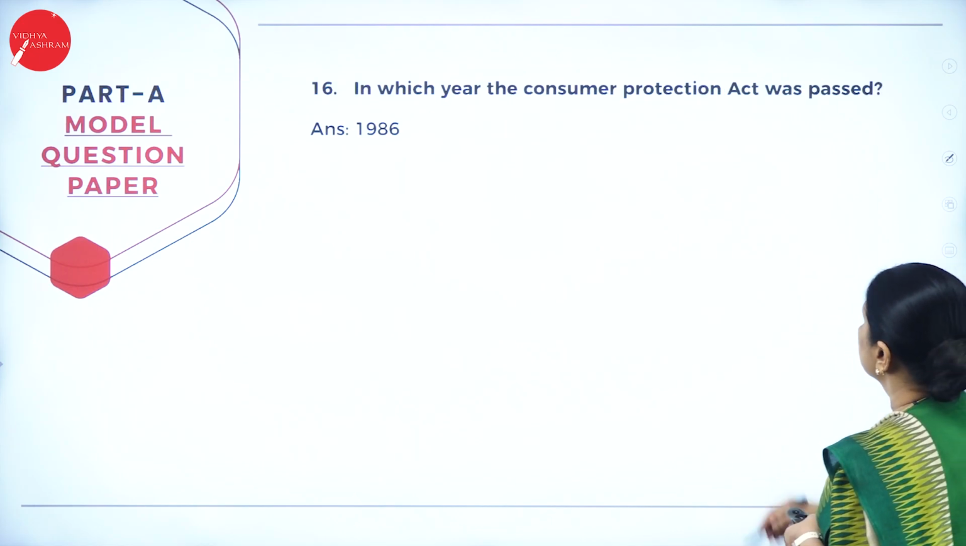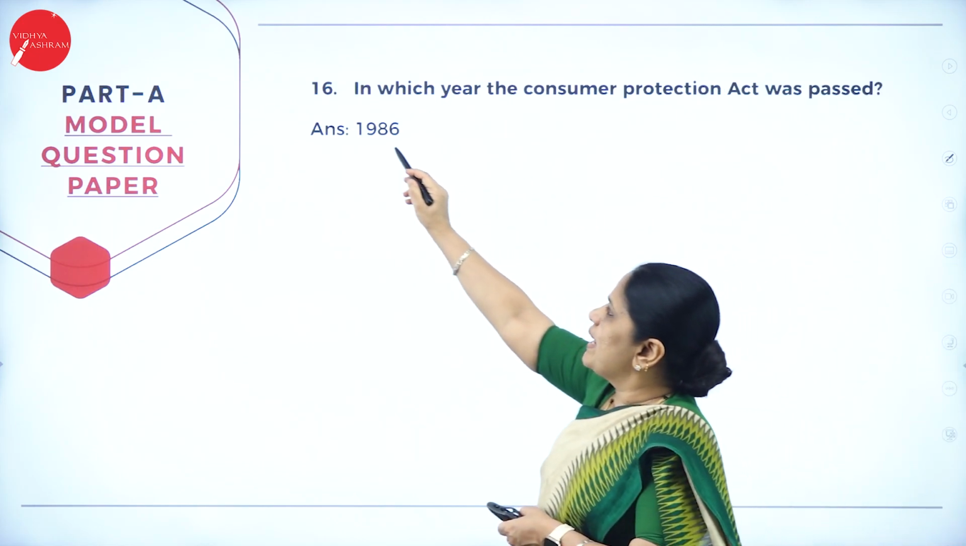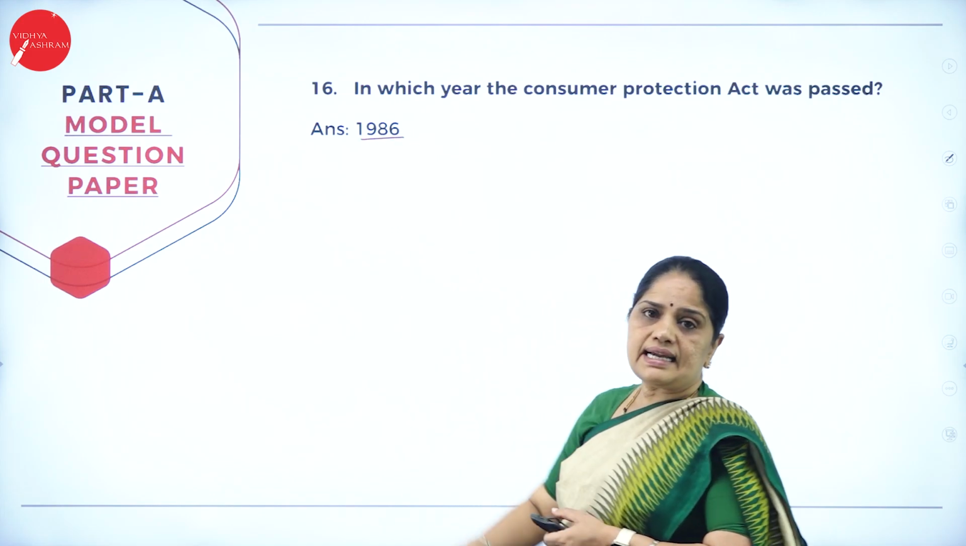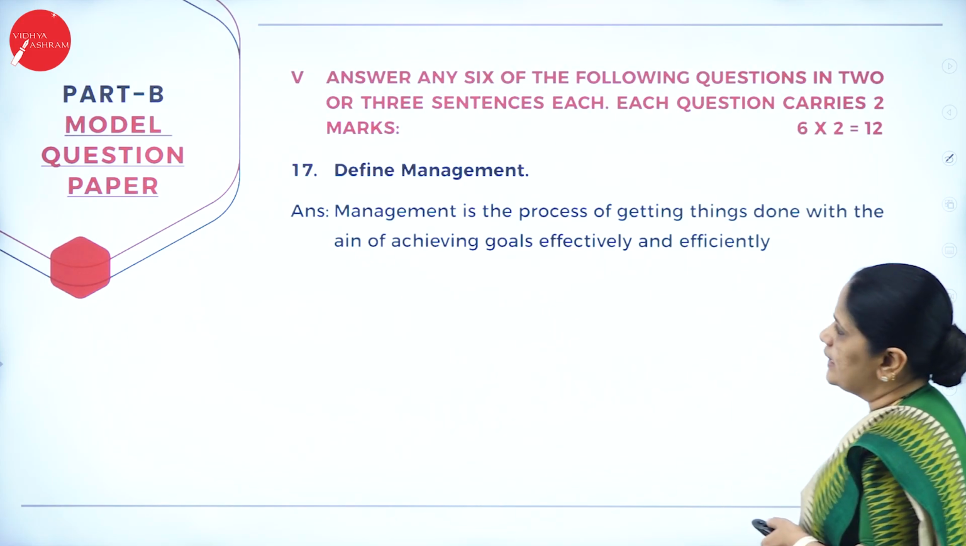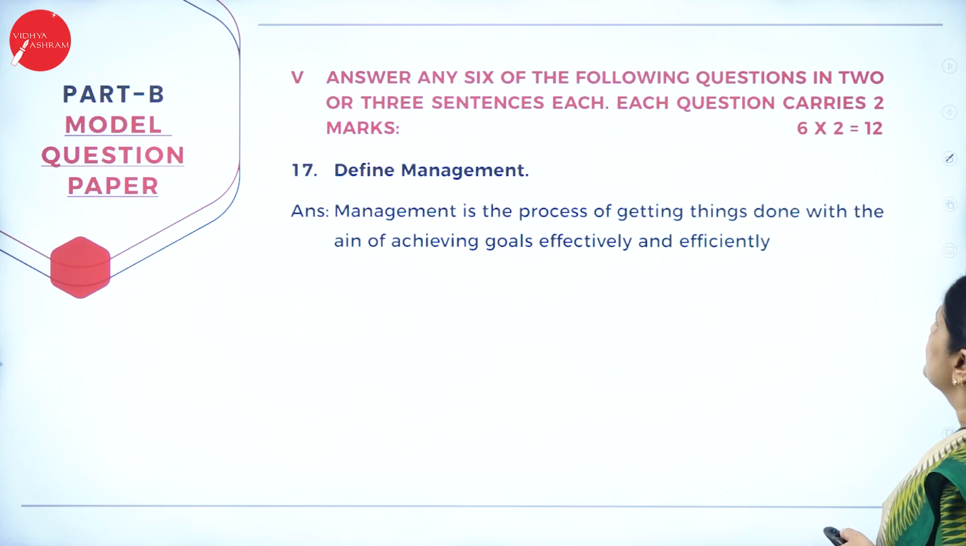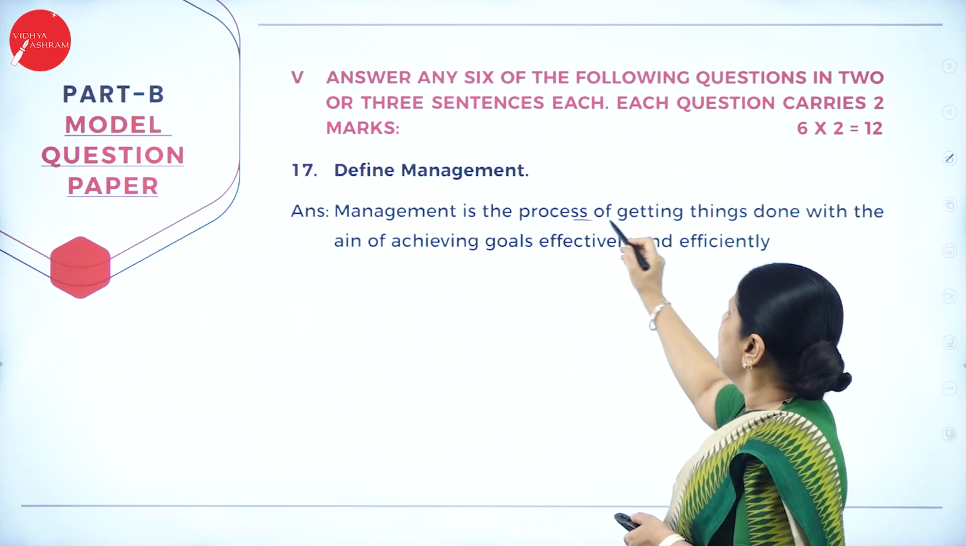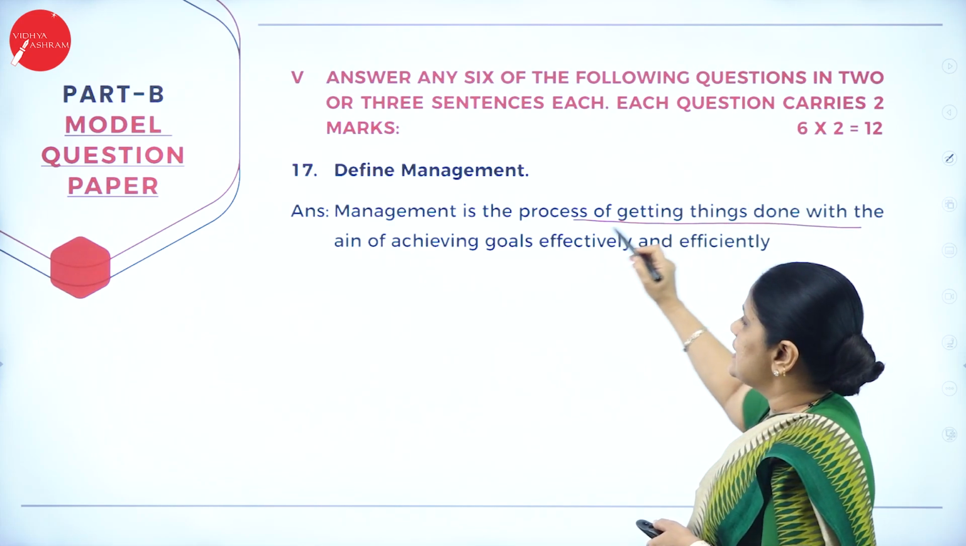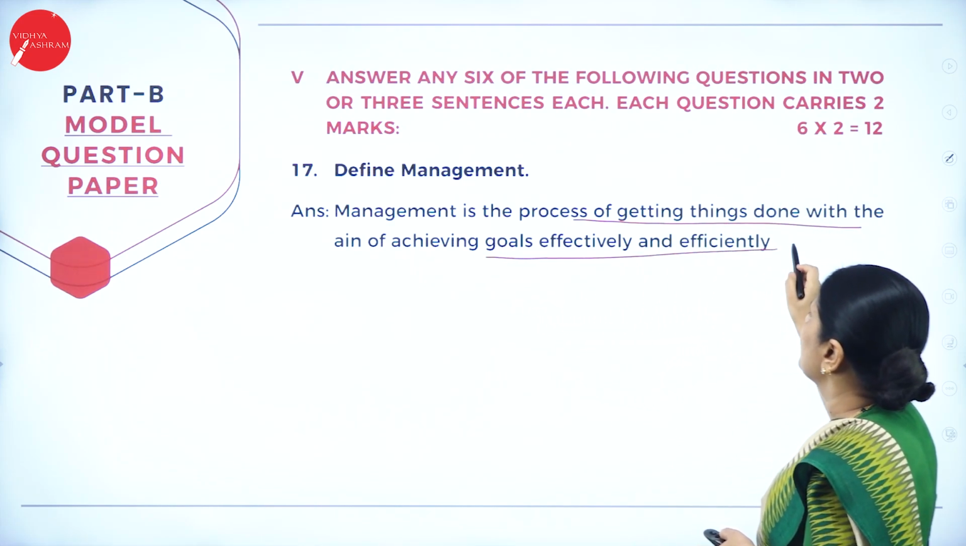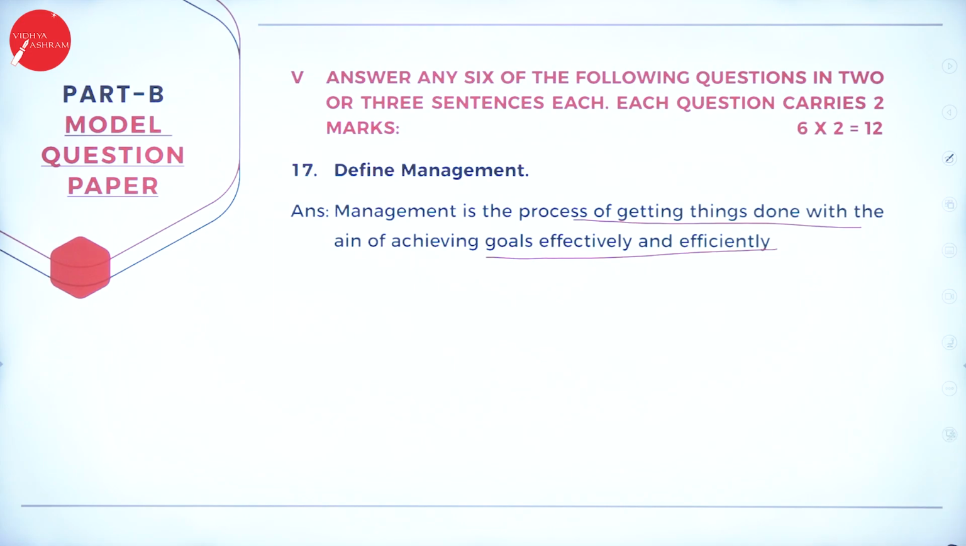Then in which year the Consumer Protection Act was passed? It was passed in the year 1986. Then define management. So these are the 2 mark questions. Define management. Management is the process of getting things done with the aim of achieving goals effectively and efficiently.